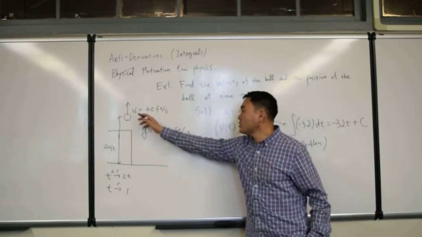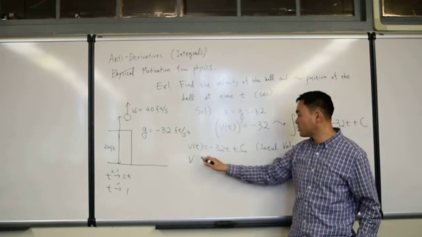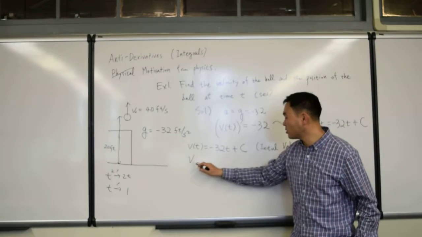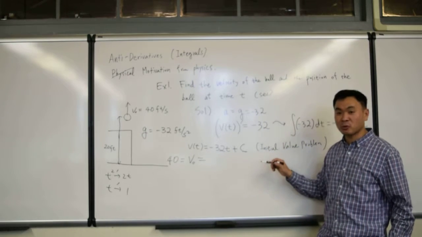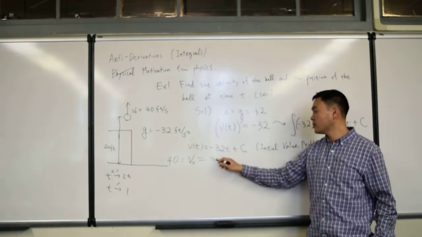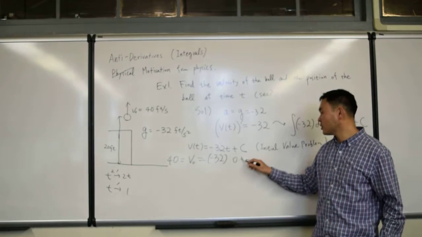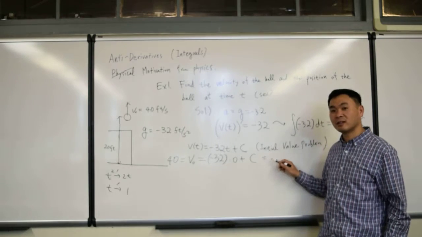And look, what is v of 0? According to this formula, what is v of 0? Okay, v of 0 is 40, then I agree. But according to this formula, what is it? Negative 32 times 0 plus c, right? So what is that? That's c.